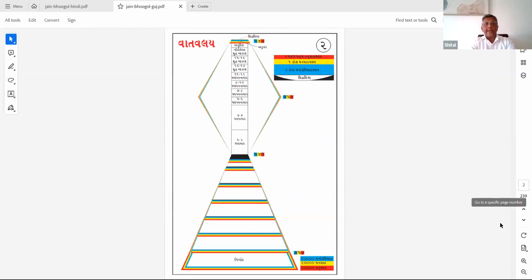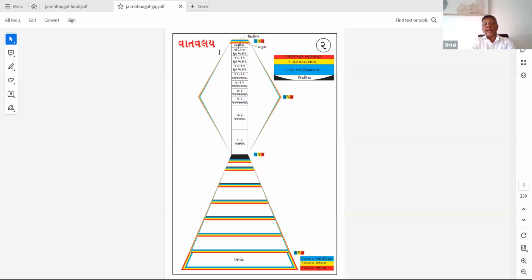Yes, so 2, you'll see this coloring in red, yellow, and blue. These are known as the Vat Valay. So the whole lok is surrounded by these winds. They're huge winds, okay? The one at the top right here is blue, which is known as Ghanodadhi Vat Valay. The wind in the middle is known as Ghan Vat Valay, and the wind in red is known as Tanu Vat Valay. So these winds surround the whole of the lok.